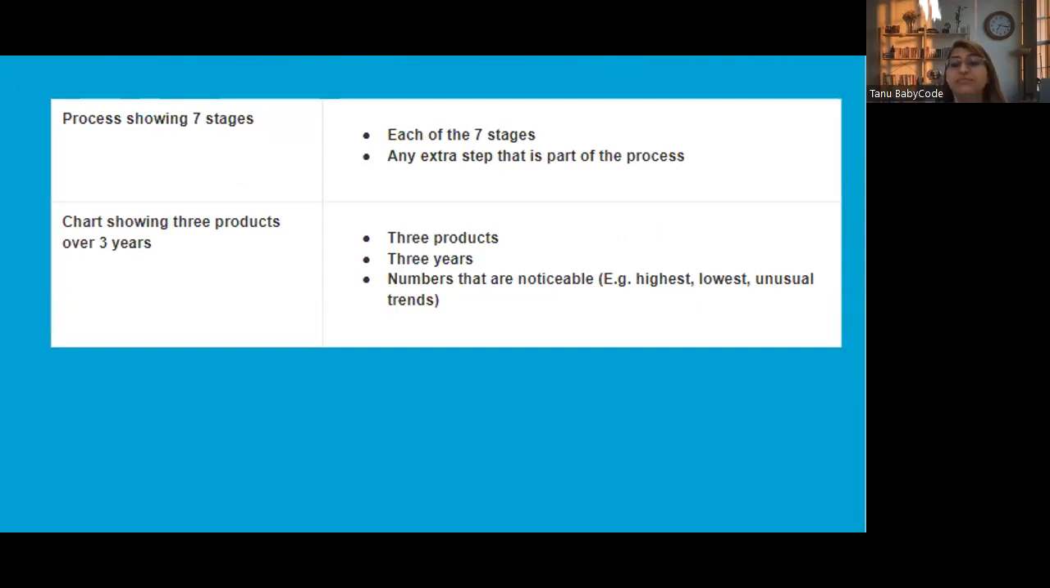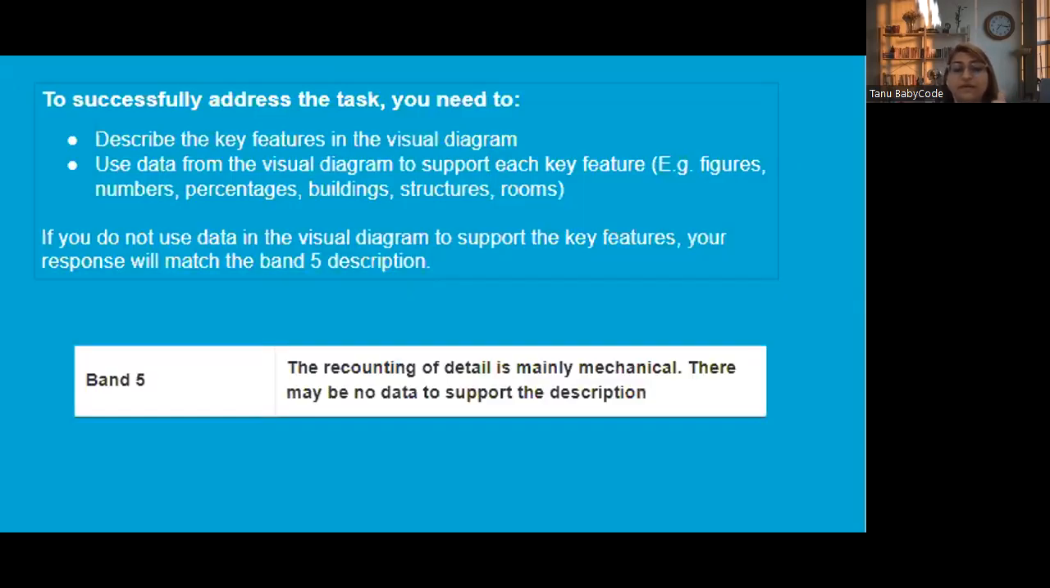Any extra step, you will write about that also. Chart showing 3 products over 3 years. So again, you have to write about 3 products, 3 years, and numbers that are noticeable. Now, when you successfully address your task, you need to describe key features. You need to use data also to support.